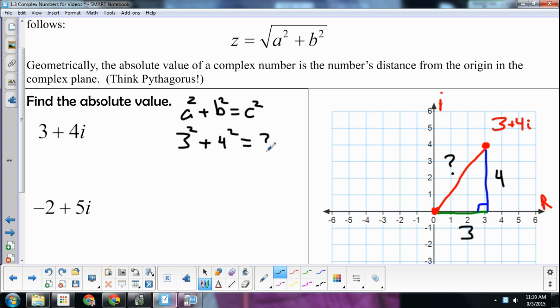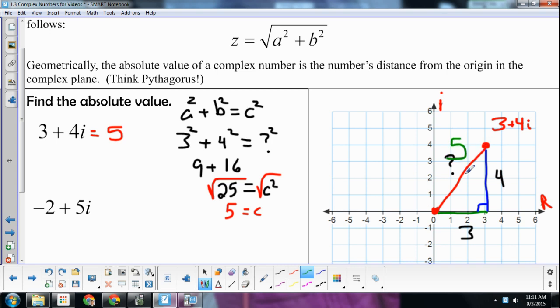equals I don't know what squared. Well, 3 squared is 9, 4 squared is 16, 9 plus 16 is 25. 25 is equal to something; instead of a question mark, I'll make it c again. To solve that equation, just like we've been doing during this chapter, I take the square root of both sides. c must equal 5. I don't need the negative version of this because absolute value is a distance, and a distance is always positive. So in this case, the absolute value of this number would be 5. You might recognize this as a 3, 4, 5 right triangle. Anyway, you maybe could have saved yourself the trouble.